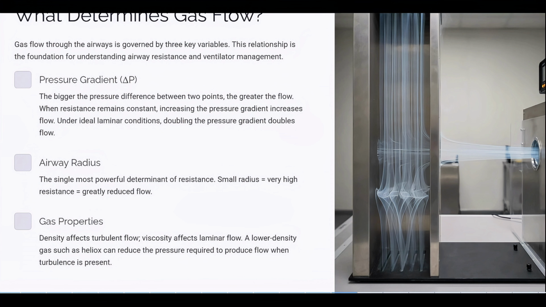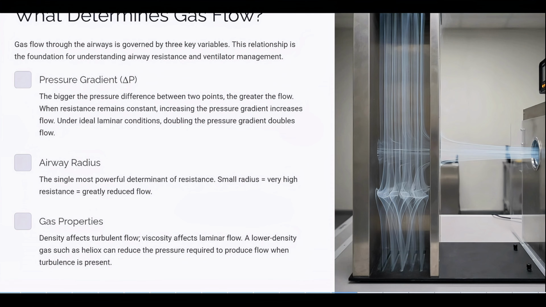Okay, so I want you to stop and think here and write this one down in your notes. Two gases move through the same narrowed airway. One of them is much less dense. Which gas is less likely to produce a severe turbulent resistance, and why?